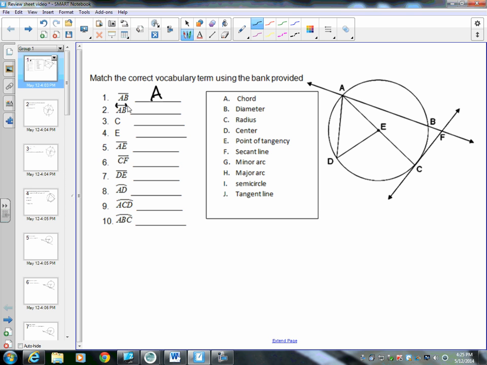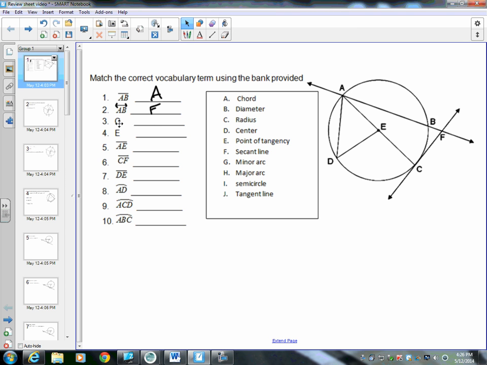Okay, the second one, number two, AB has these little arrows on it. I know they're very small, but they are there. So that means this is line AB. We're going through A and B, a line all the way through the circle where it intersects twice. It's called a secant line, so F.